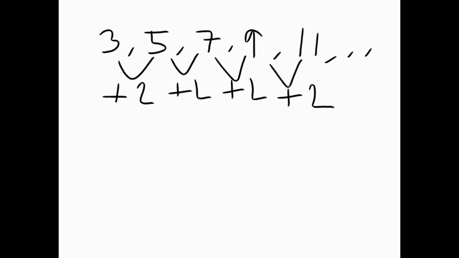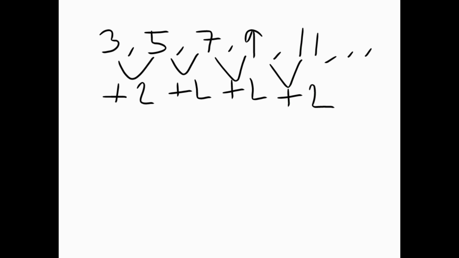Now, what is an arithmetic sequence? Arithmetic sequence is a kind of sequence in which the difference of a term to its next or preceding term is the same throughout the sequence. So in this case, the common difference here is 2.